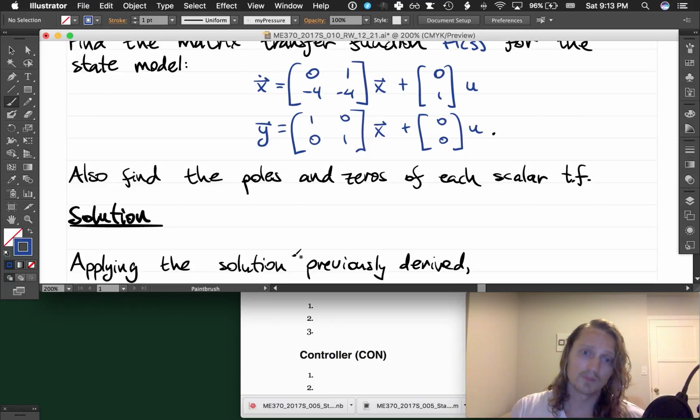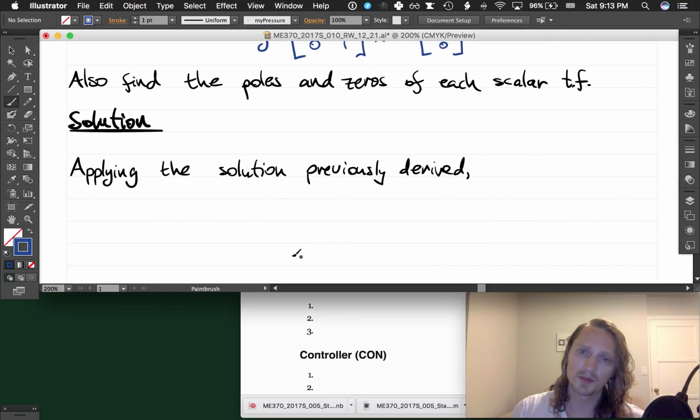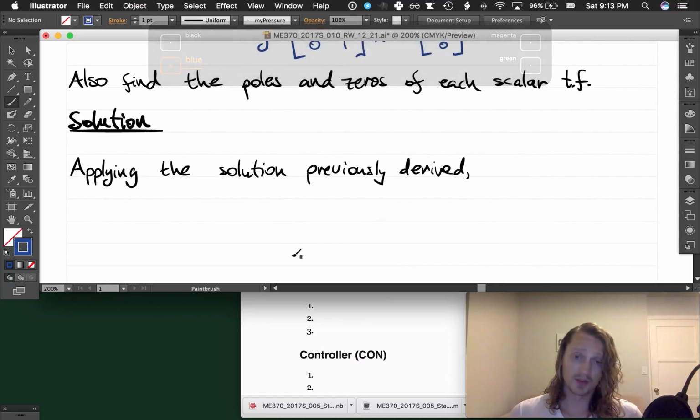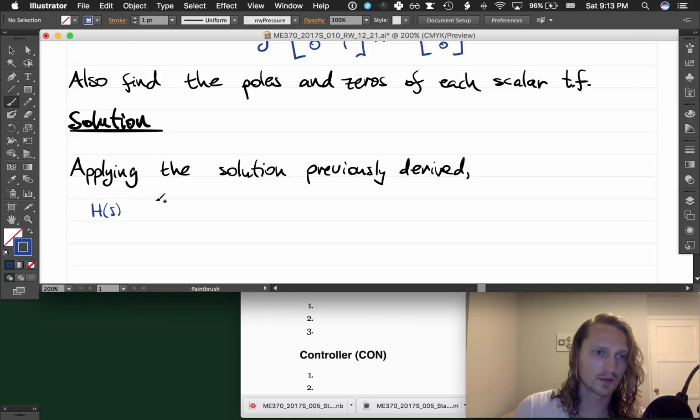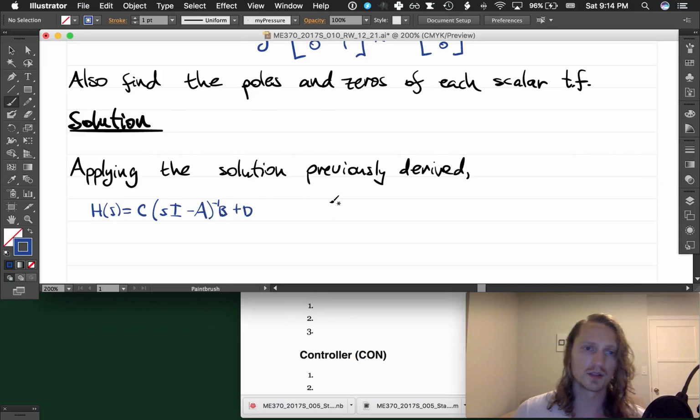And here's the solution. The solution that we previously derived for the transfer function matrix is that H of s is equal to the C matrix times the quantity sI minus A, inverse, B, plus the D matrix, D.